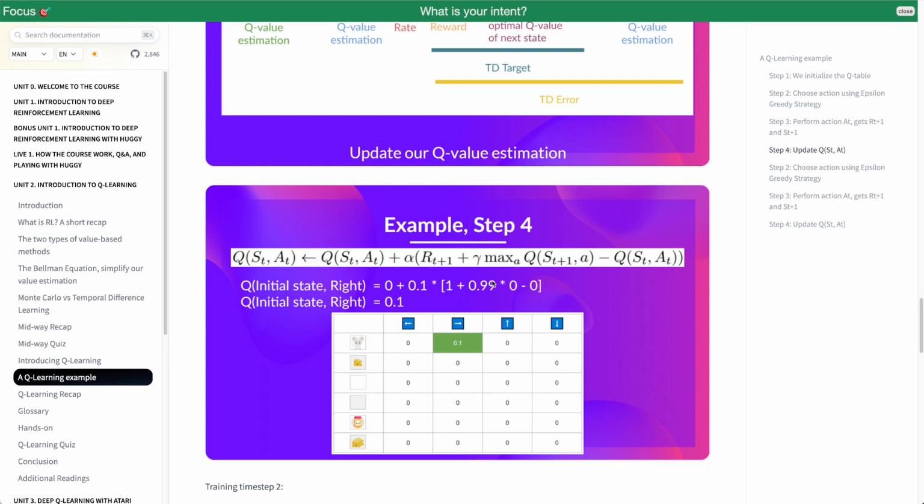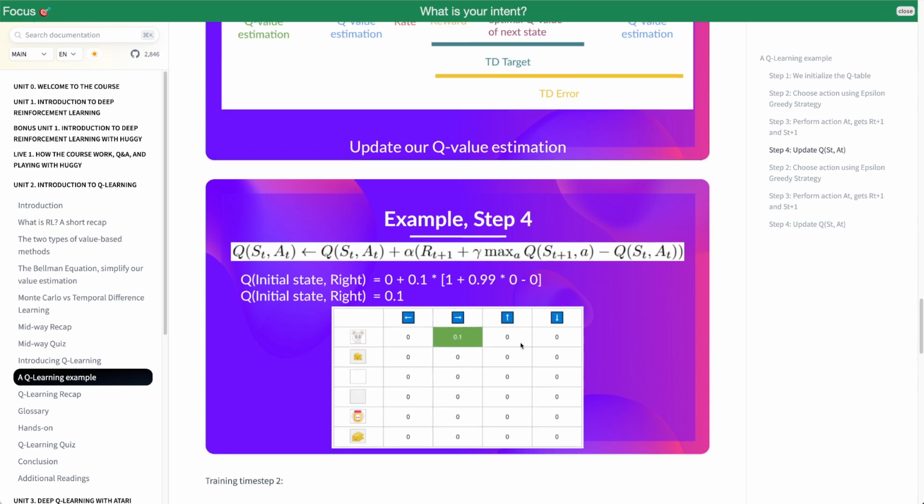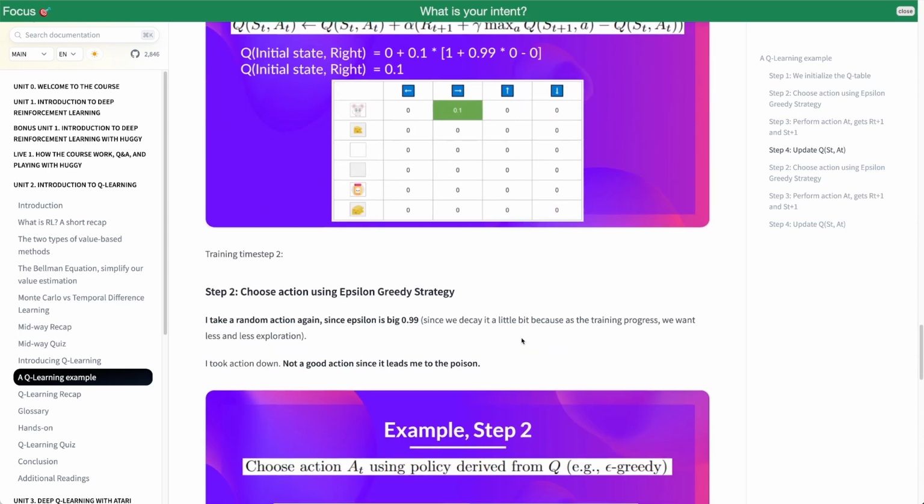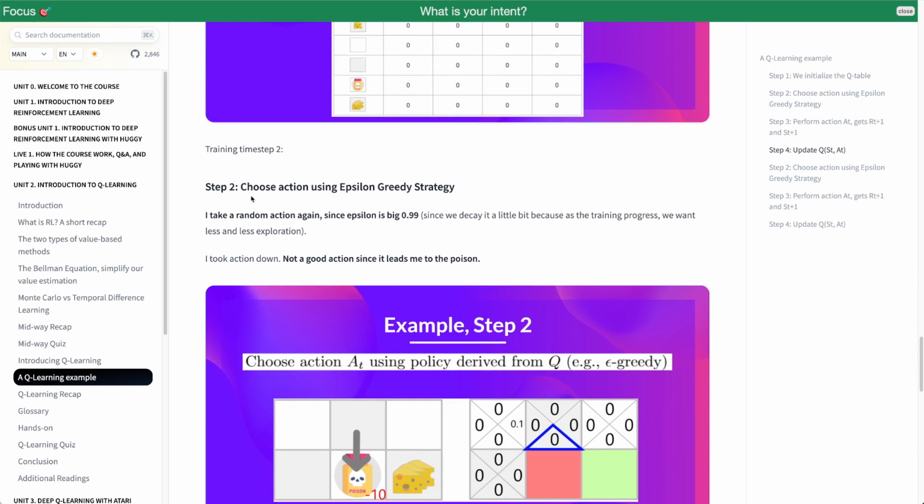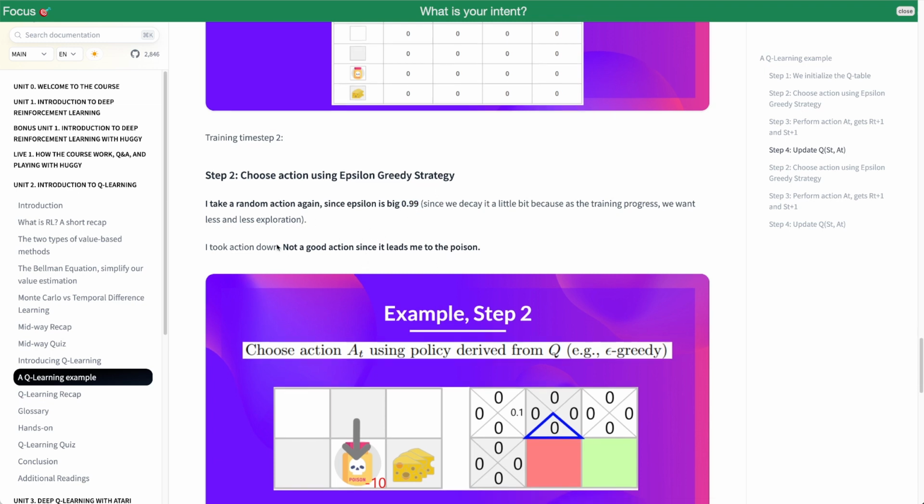Okay, so this is 0, and then we subtract it by 0. All right, training step 2, this is where it gets interesting. We take a random action again. Since epsilon is big, 0.99, since we decayed a bit, because as the training progresses, we want to have less and less exploration. Okay, so I didn't know about the decay, but that's good. There's a decay here. Took the action down.